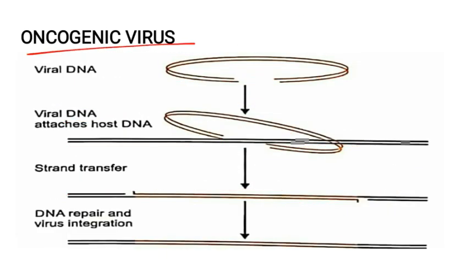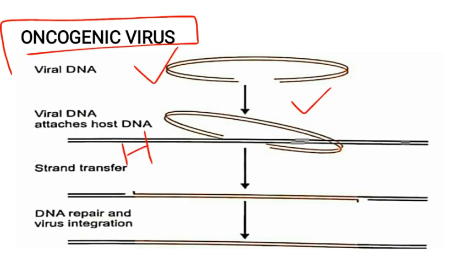Okay, next we'll see about the oncogenic viruses. These are the viruses which are capable of causing cancer. So this is the viral DNA and this is the human DNA, right? As soon as this viral DNA enters its host, that is a human in this case, it attaches to the human DNA. So there will be a transfer of strands.